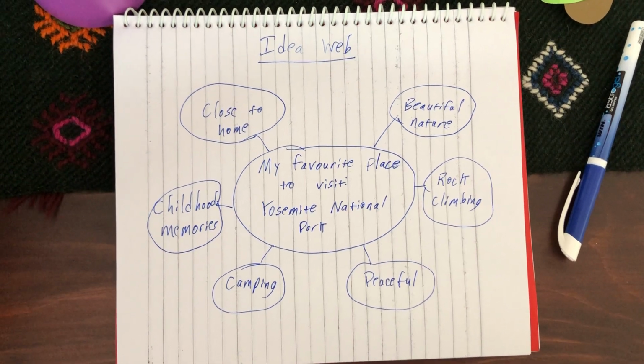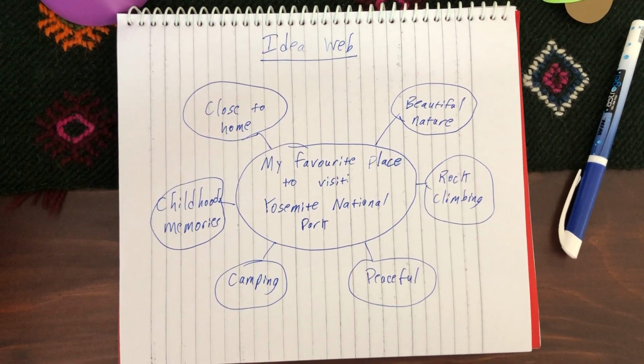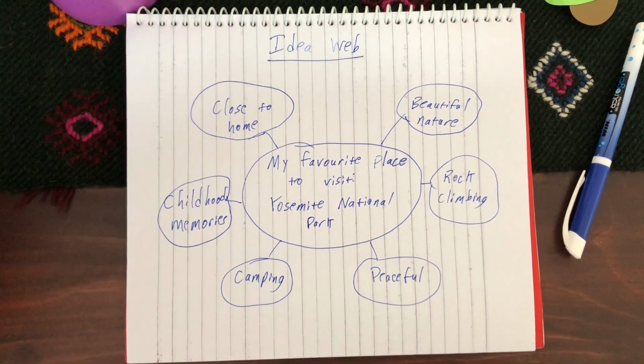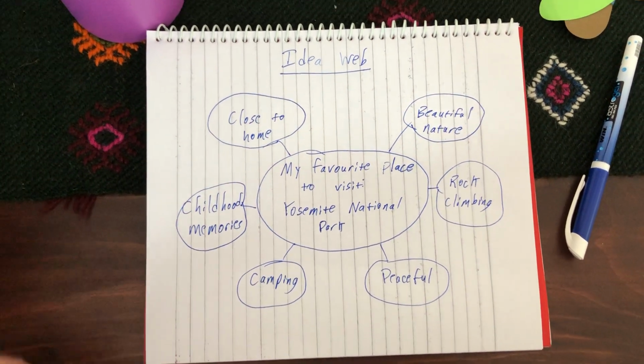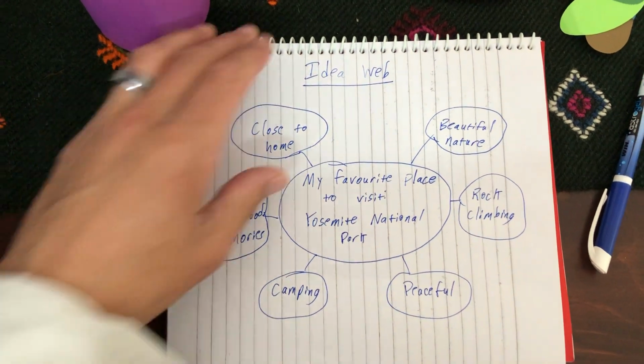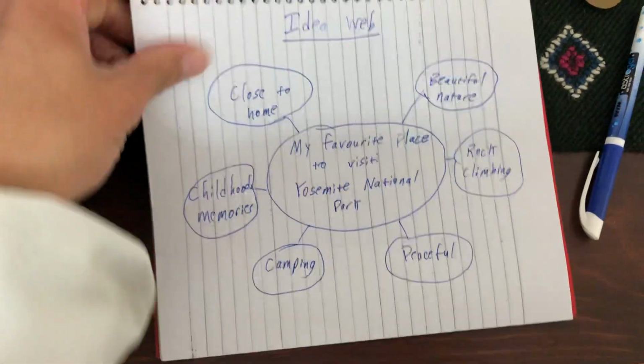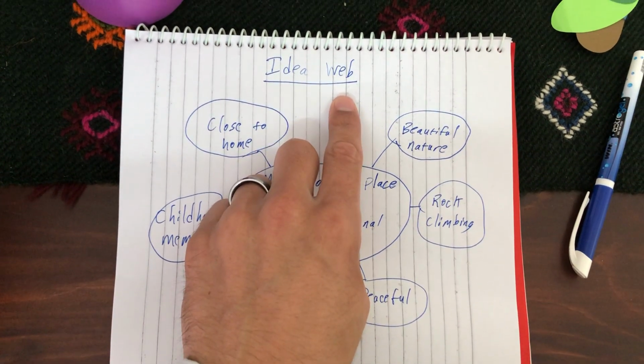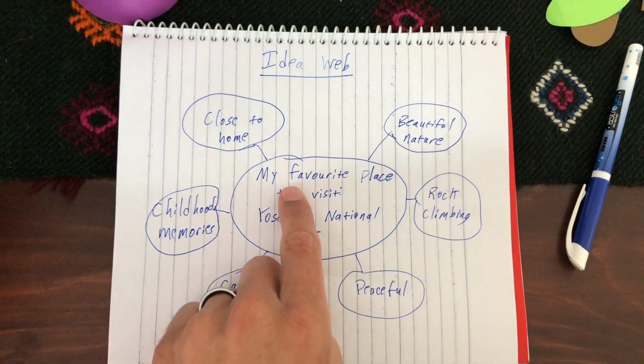All right, students, in this video, I'm going to show you how to make an idea web for your oral presentation. First thing, in your writing notebook, turn your page sideways. Like this, the top of the page is turned sideways. And then write "idea web" at the top. And then in the middle, write your topic.